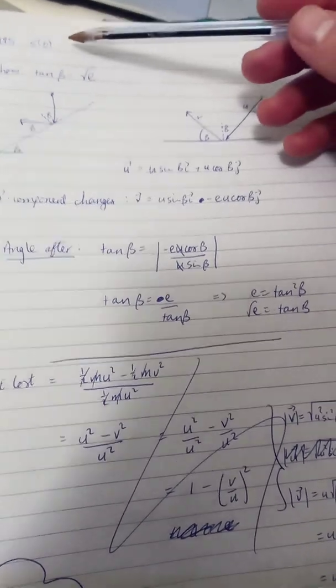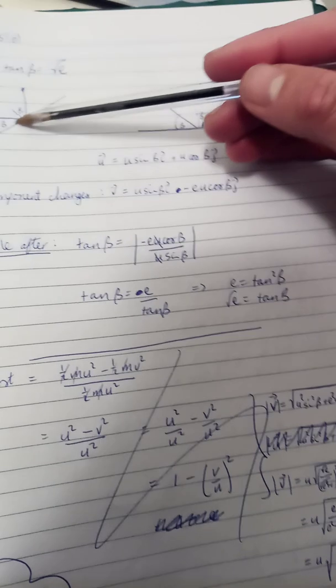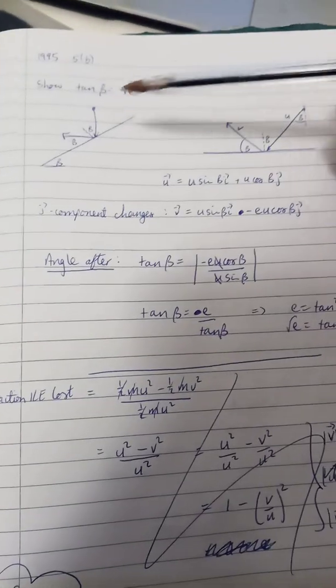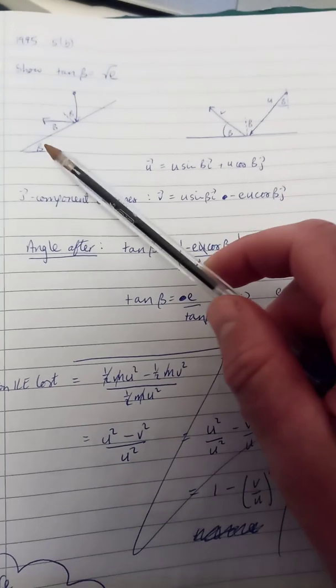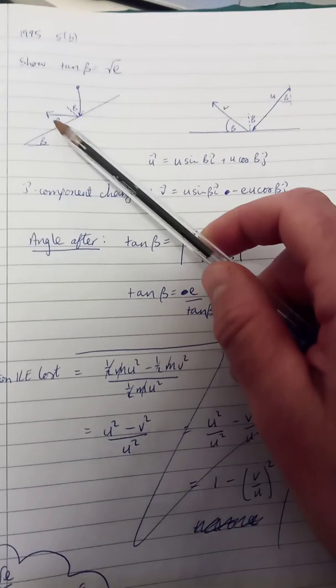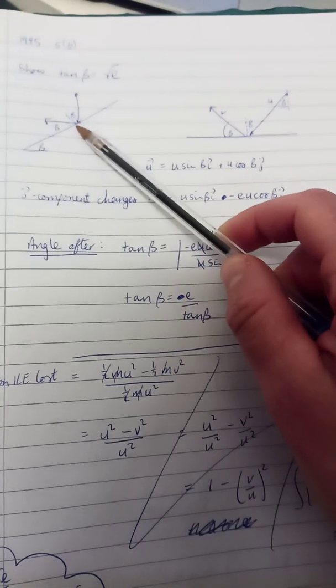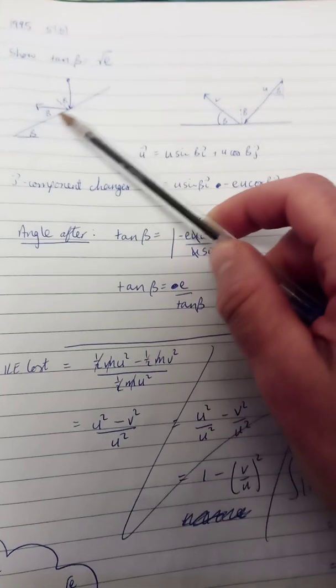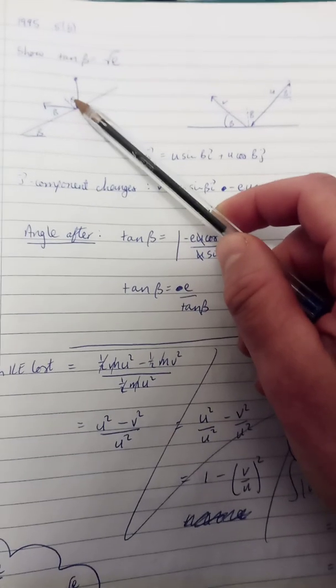Luke showed that if a particle is dropped down like this and rebounds horizontally, then tan of beta is equal to root e. First thing I'm looking at is the angle there is beta, and alternate angles mean that that's beta as well. I've drawn in a normal, so the angle between the normal there and the plane is 90. So if that's beta, that's 90 minus beta, so that's beta as well.